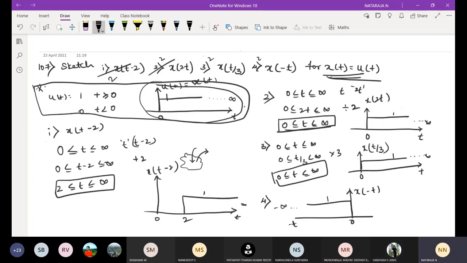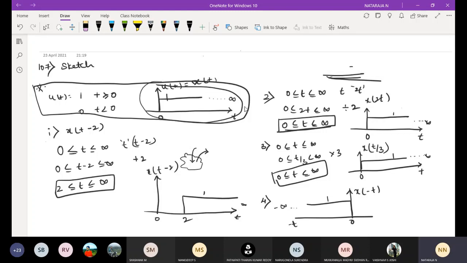Okay, take one homework problem. Sketch. First one, x of minus 2t plus 1. Second one, x of minus 3t minus 2. X of t, I will write x of t.